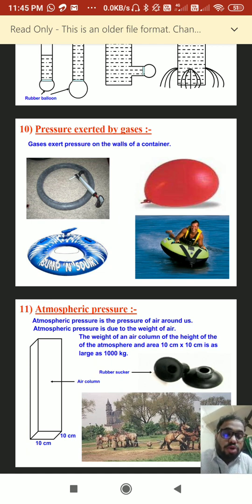So liquids and gases exert pressure in different directions. Then we have atmospheric pressure. Atmospheric pressure is the pressure which we can feel on our head. It is the pressure of the air around us. Atmospheric pressure is the pressure of air, the weight of the column of air of the height of the atmosphere. If we take it as 10 centimeter, then the pressure exerted by that particular liquid on our head will be equal to the atmospheric pressure.